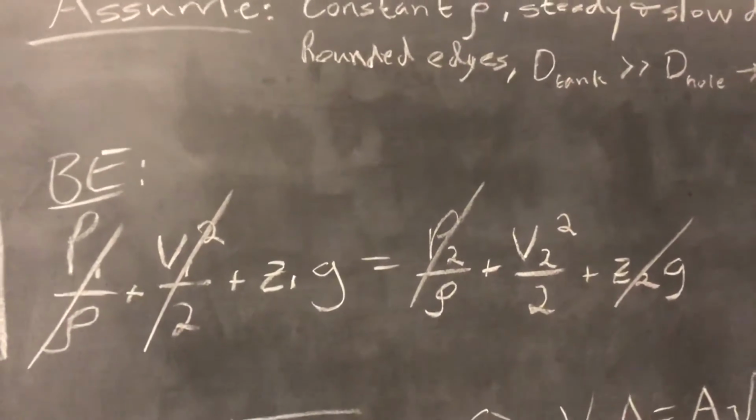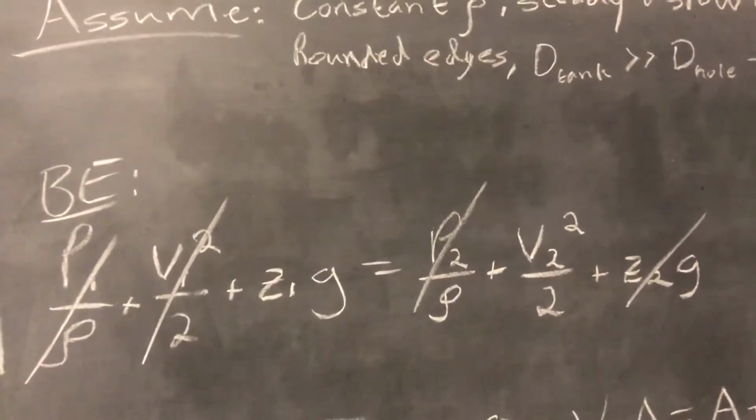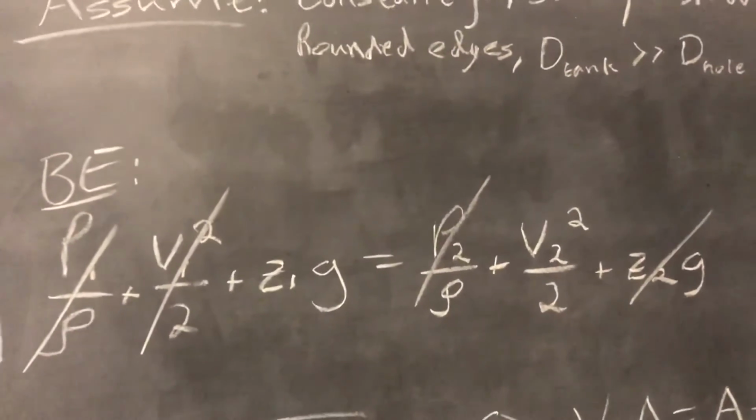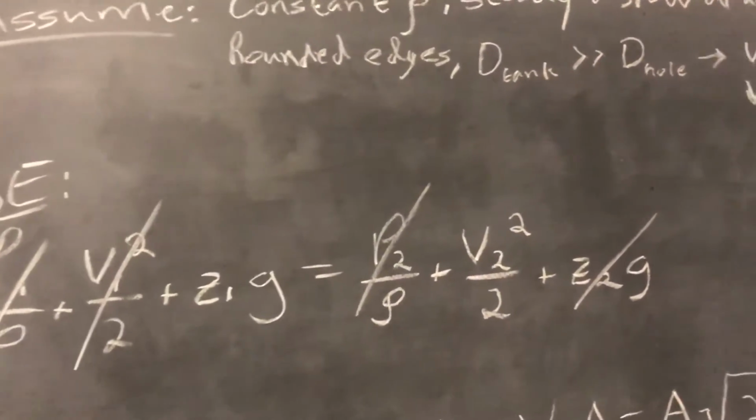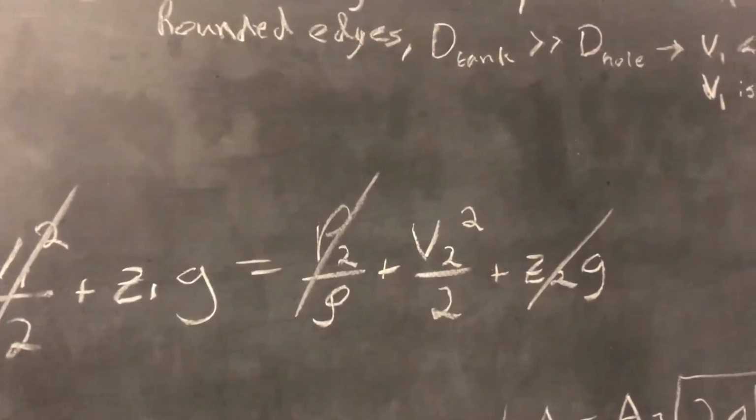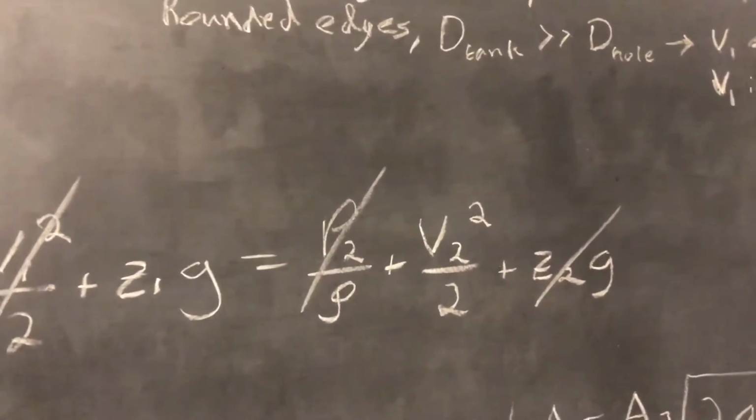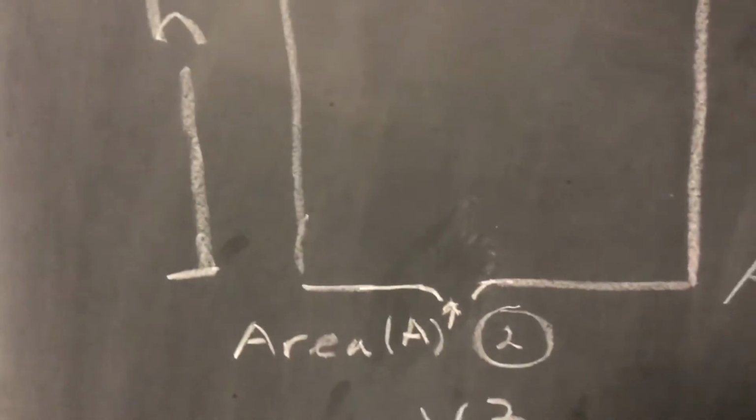We can cancel the pressure terms on both sides of the equation because both points are exposed to atmospheric pressure and thus cancel out. Like we said, we can neglect the velocity at point 1, and then we can cancel out the height term on the side of point 2 because at point 2, this is where height is 0.